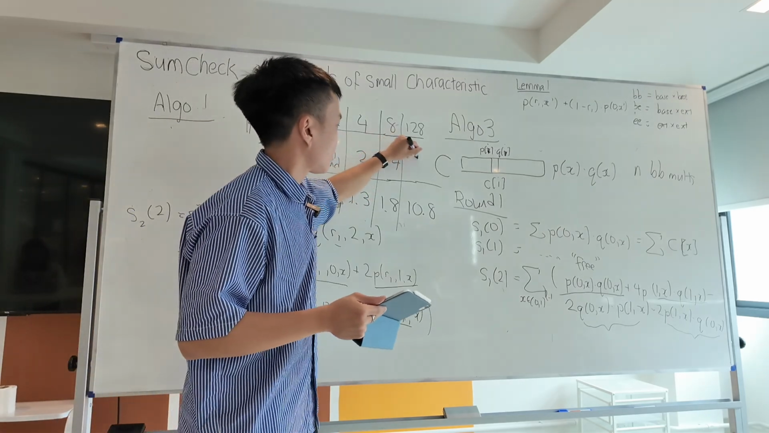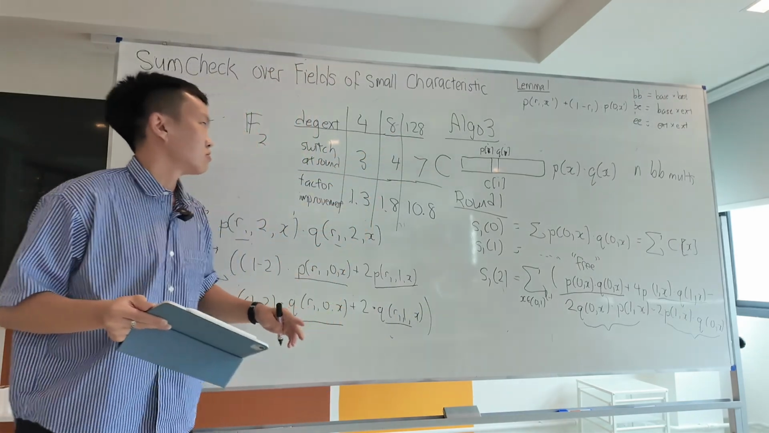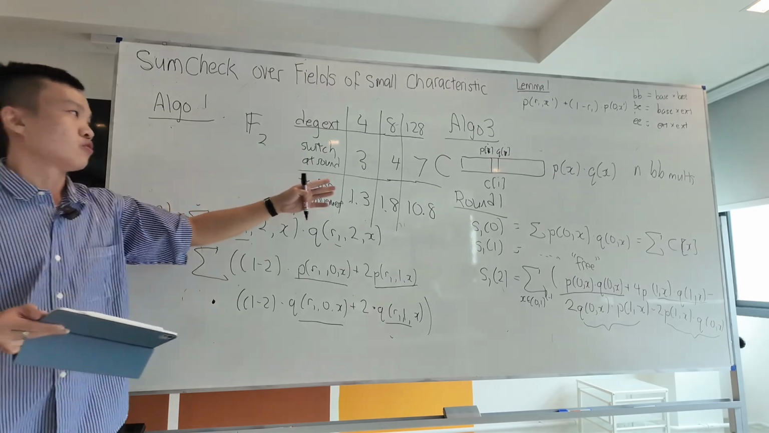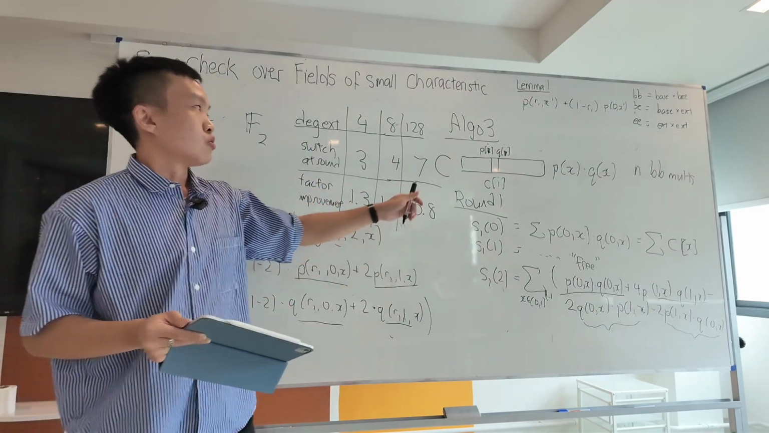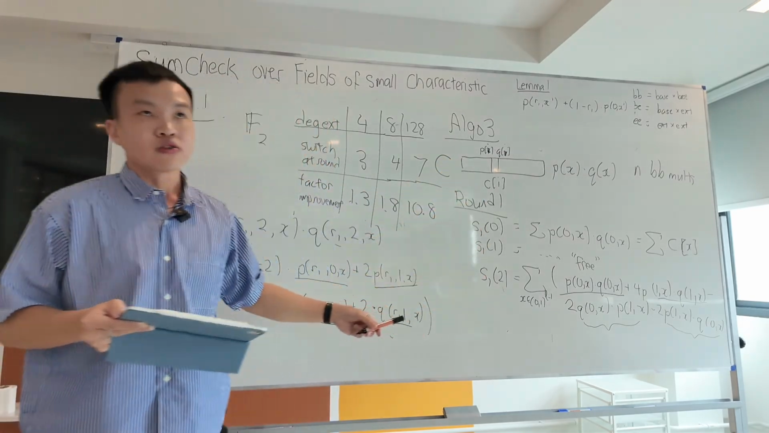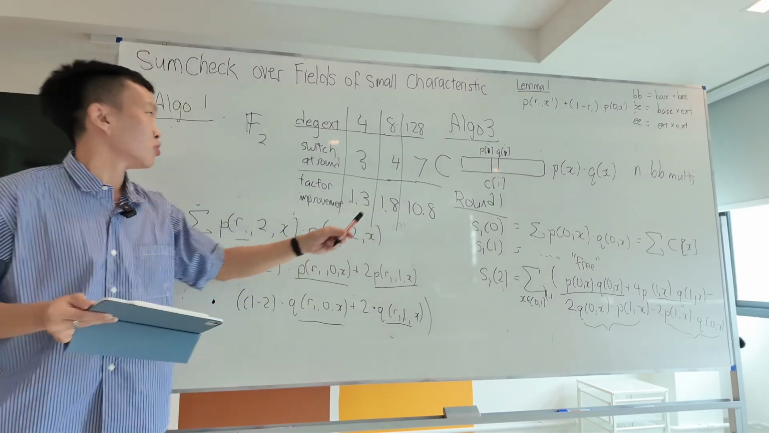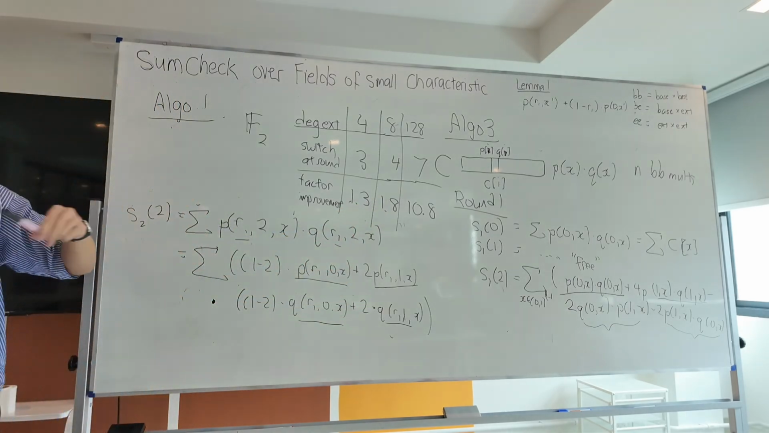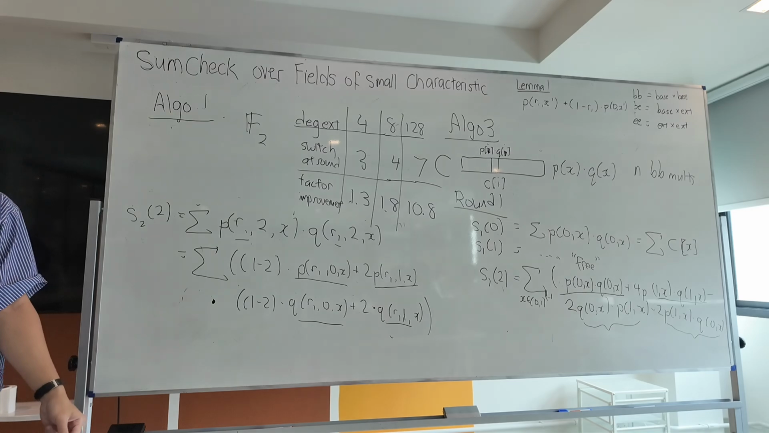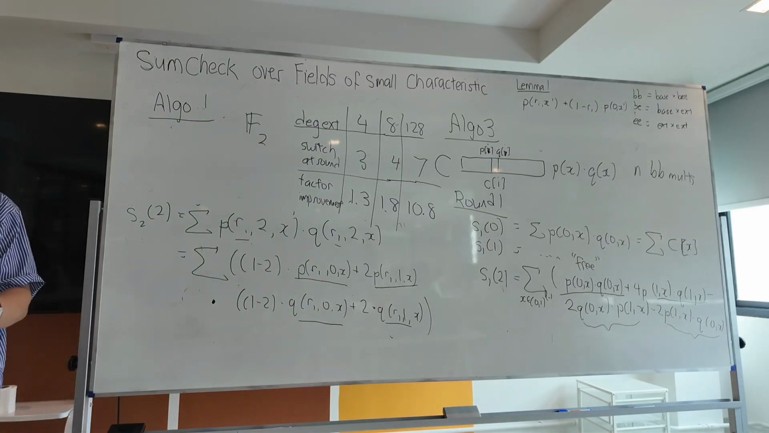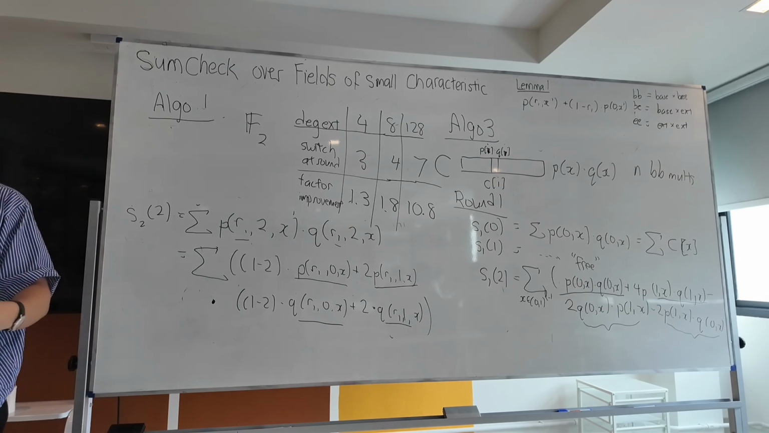So for degree 1 to 8, you would switch at round 7. So what you do is you do this for 7 rounds and then switch back to algo 1 for the rest of the protocol. And yeah, I think that's it for my talk.